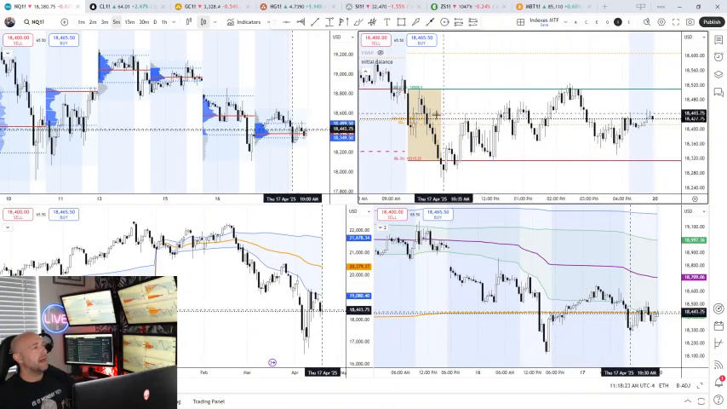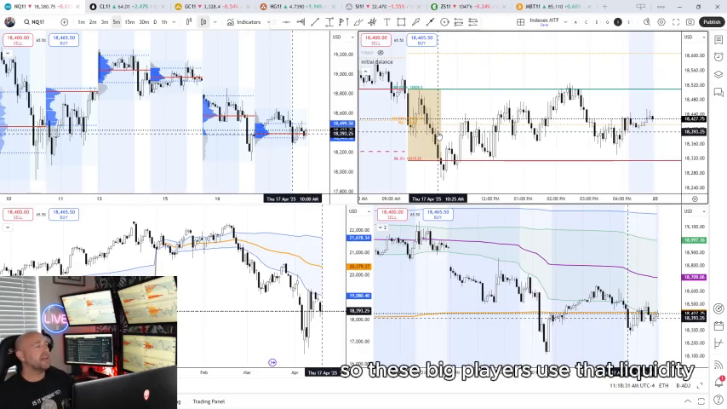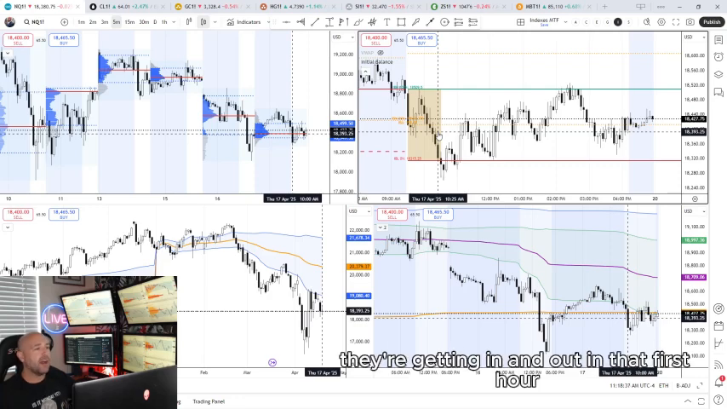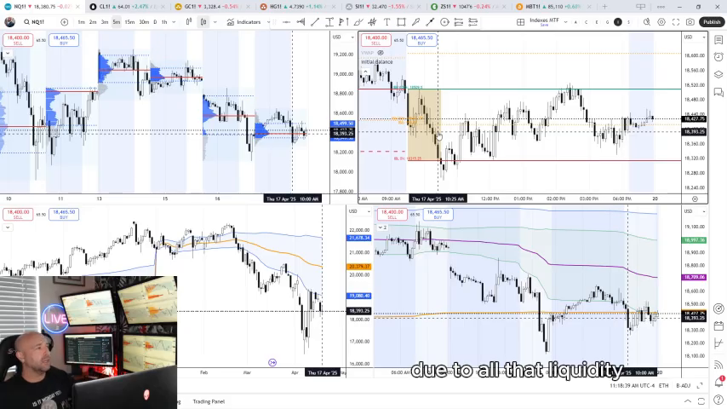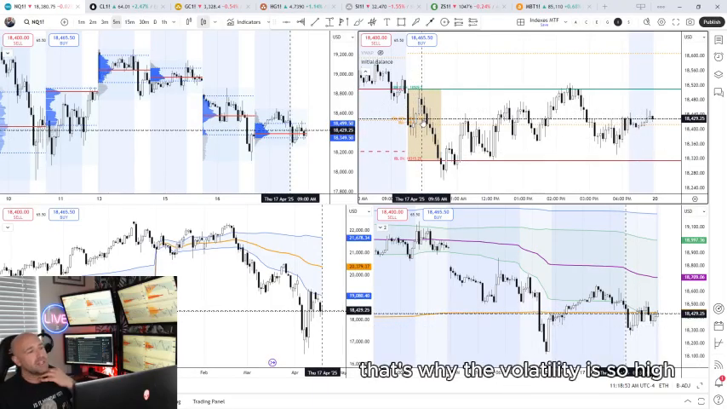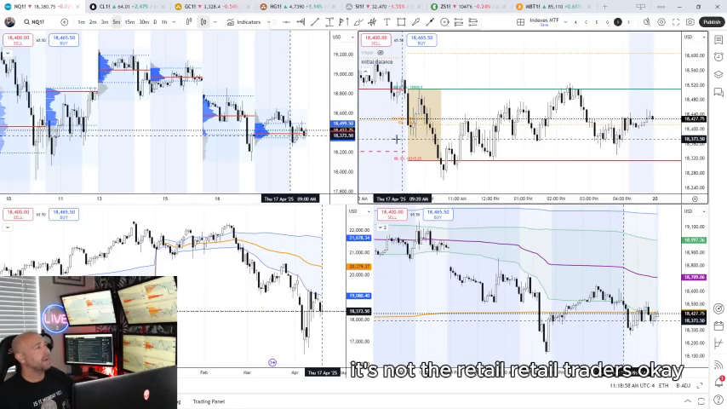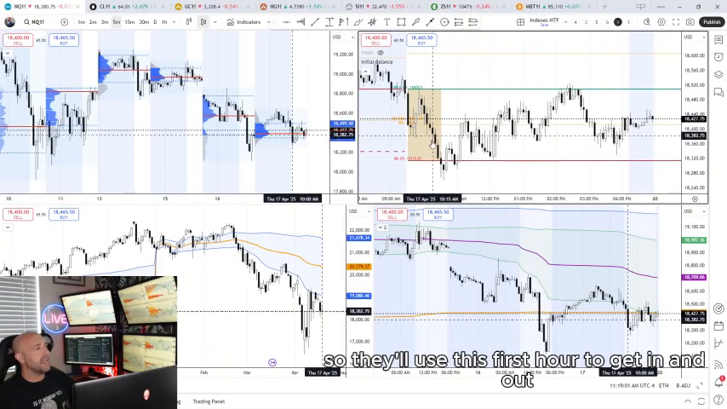All right. So the first hour of a regular trading session has the most volume, the most liquidity. So these big players use that liquidity to establish their positions. They're getting in and out in that first hour due to all that liquidity. These guys have huge positions, thousands and thousands of contracts that they need to either purchase or get rid of, right? So they use this morning liquidity to do so. That's why it's so violent. That's why the volatility is so high, because that's exactly what happens. It's not the retail traders, okay? So they'll use this first hour to get in and out, all right?